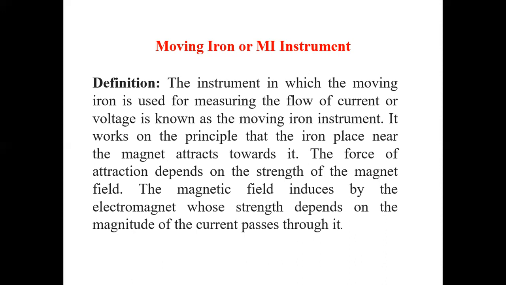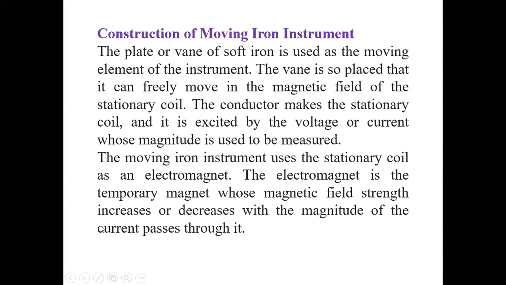Then the number of turns into current, that is the product N into I, is called MMF. Due to this MMF, the magnetic field will be produced, means the flux will be produced. As the number of turns is constant, the production of magnetic flux totally depends on the current. This is the principle and definition of the moving iron instrument.